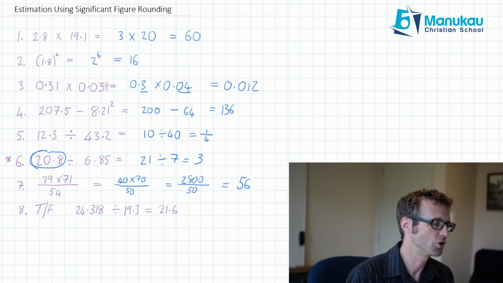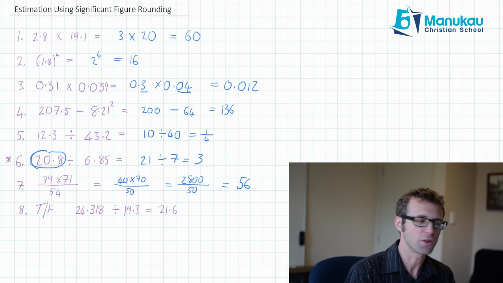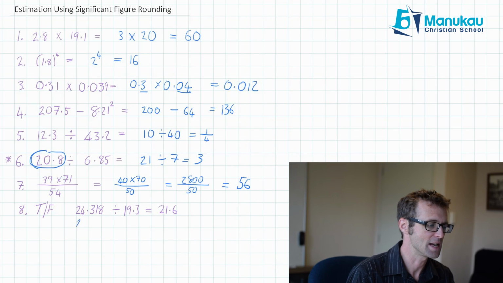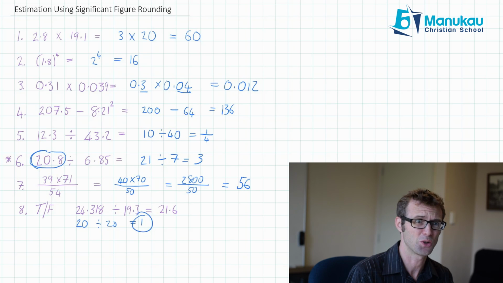The last question we're going to do today is a true or false. You've got some ones like these in your textbook, and you're trying to work out whether they make sense or not. Does 24.318 divided by 19.3 equaling 21.6 make sense? Well, no, it doesn't, does it really? Let's say this is roughly 20 to one significant figure divided by 20 to one significant figure, so it should be around 1. So it's certainly not 21.6, so we can say, wrong, that's not correct.